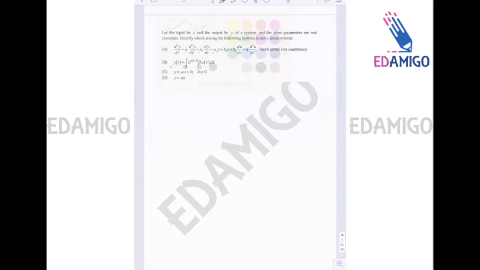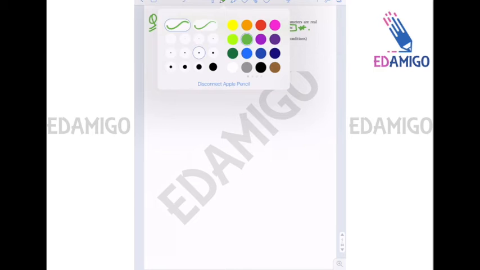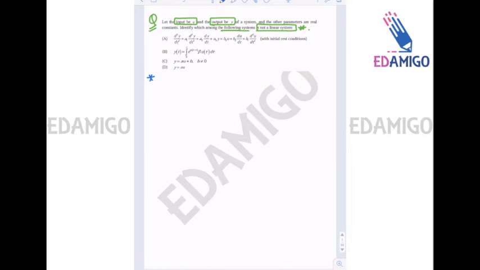So this is the solution to the question. Now let's move to another question. It's a very simple question. Given that u is the input and y is the output of the system, we have to find which of the systems is non-linear. Now to check the linearity of any system, we check whether the system equation is satisfying the superposition theorem or not. So let me tell you what is superposition.